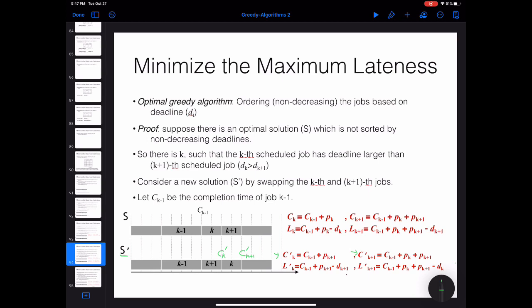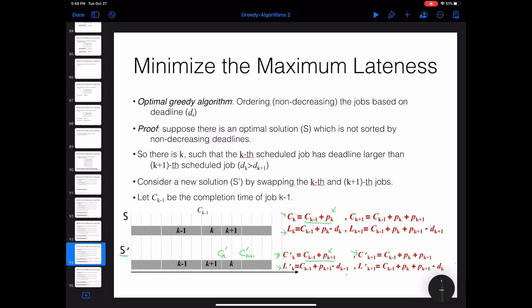By comparing CK and C prime K, I cannot really compare these two values because I don't know the processing times of K and K plus 1. I just know about the deadlines, but I don't know about the processing times. So I can't conclude anything about CK and C prime K, and therefore I cannot say anything about the latency of the kth job in the original optimal solution and in this one where I have exchanged the jobs.